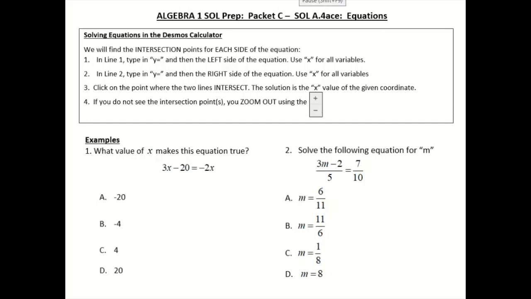In this video, we are going to look at solving equations. We are going to look at solving equations using the Desmos calculator. So you're going to want to have that open while we're going through the examples in this packet.